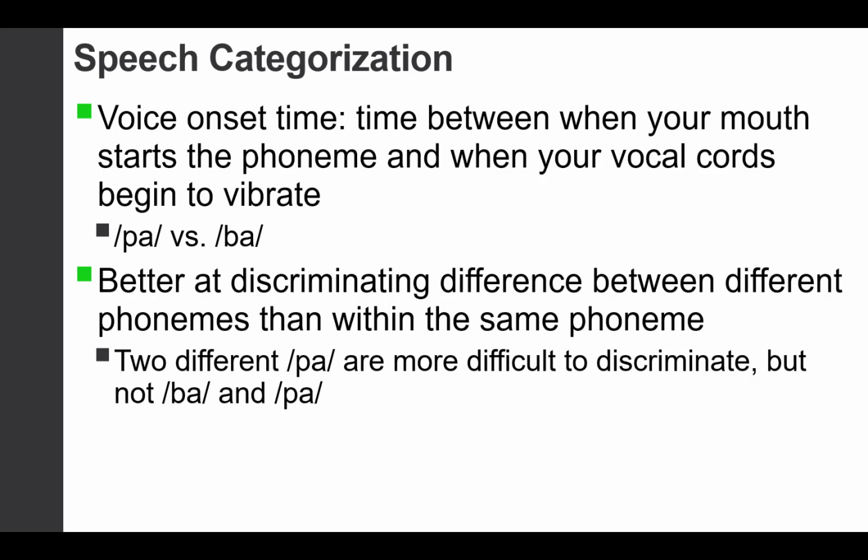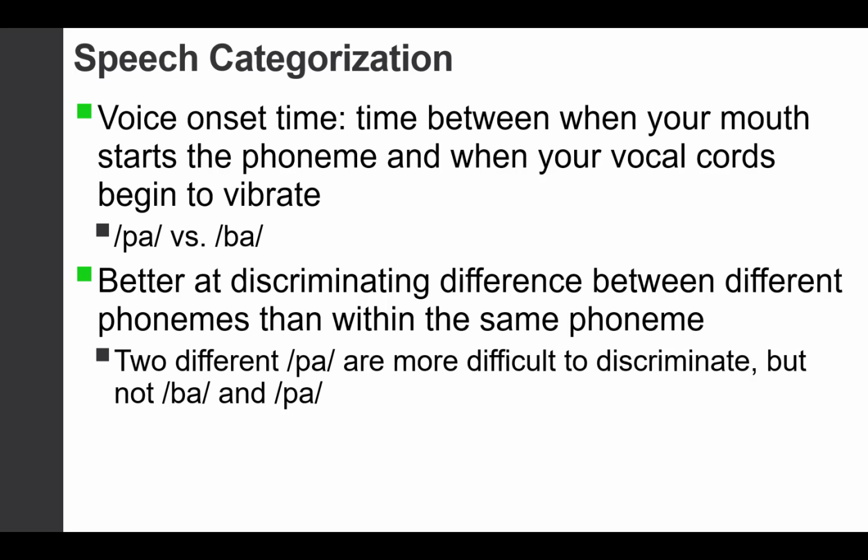Even if you're saying it slowly, there's a pretty quick amount of time. And so when we talk about voice onset times, we're talking about milliseconds. To give you some perspective, there are 1,000 milliseconds in a second. So these are really, really small amounts of time. But in the case of making the phoneme pa, we have a really long voice onset.